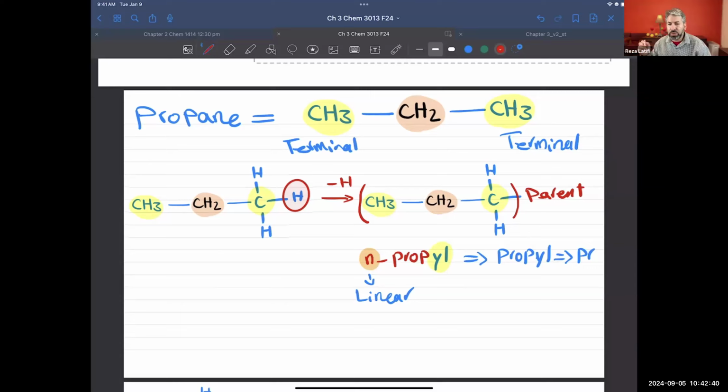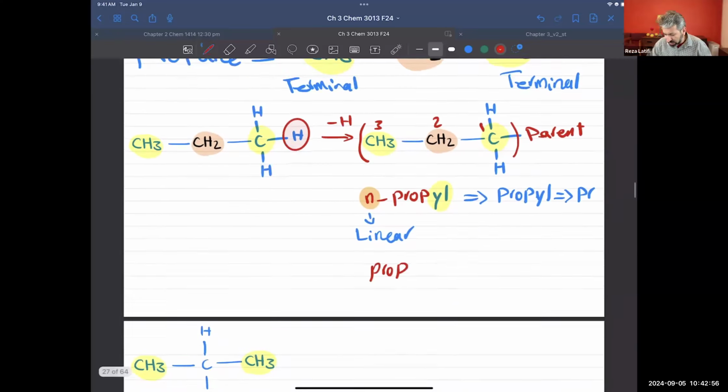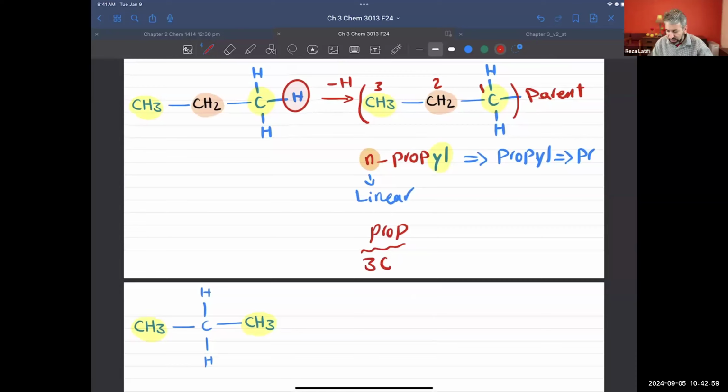But there is an IUPAC system to name it. The IUPAC system says start from the carbon that's attached to the parent and label the carbons. I see 1, 2, 3 carbons, so the IUPAC name will be propyl, because I have 3 carbons, and it is attached to the parent. How do I say attached? I put yl, and then after this you will say the name of the parent. So the symbol will be propyl. This is technically the correct way to name it based on the IUPAC system.